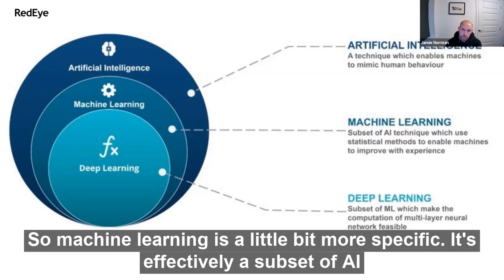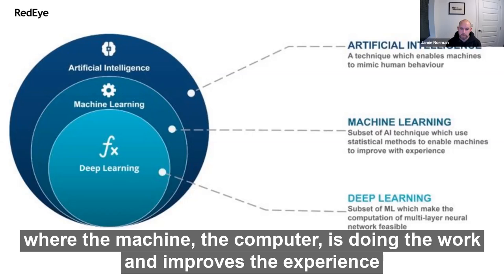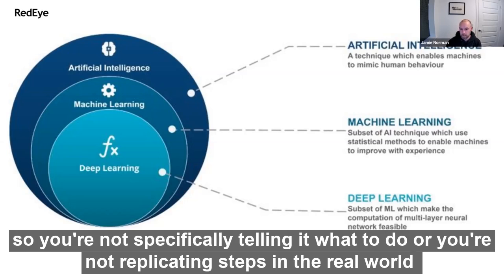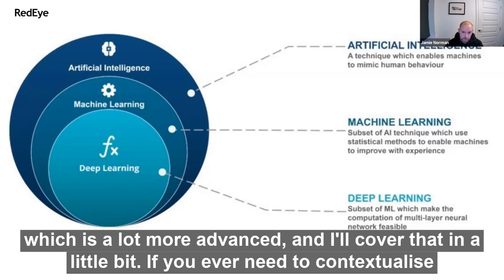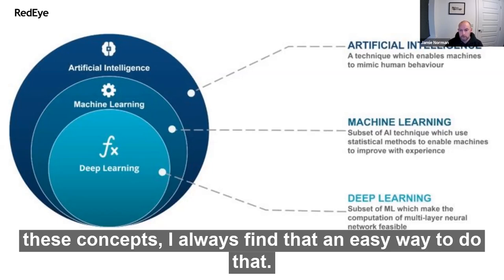So machine learning is a little bit more specific. It's effectively a subset of AI where the machine, the computer, whatever's doing the work, can improve with experience. So you're not specifically telling it what to do, or replicating steps from the real world. And then when you go a bit beyond that, you get into deep learning, which is a subset of that, which is a lot more advanced, and I'm going to cover that in a little bit as well. So if you ever need to contextualise these concepts, I always find that quite a useful way to do that.